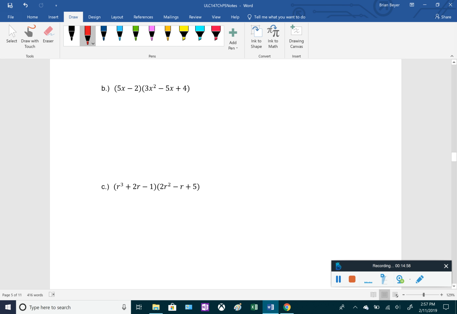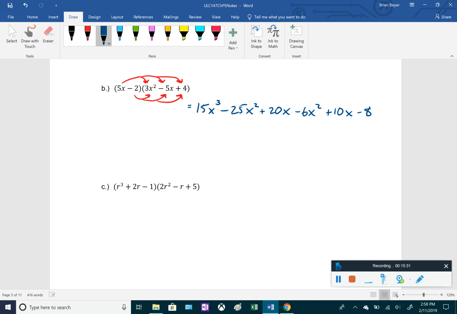Next one, 5x minus 2 times 3x squared minus 5x plus 4. So we're going to multiply 5x in, and we're also going to multiply this negative 2 in. So just be careful with the plus or minus signs. Multiplying the 5x in, 5x times 3x squared is 15x cubed. 5x times negative 5x is negative 25x squared. 5x times 4, 20x. Multiply that negative 2 throughout, we get negative 6x squared plus 10x minus 8. Combine like terms, we have square terms and x terms again. We get 15x cubed minus 31x squared plus 30x minus 8. And that's our final.